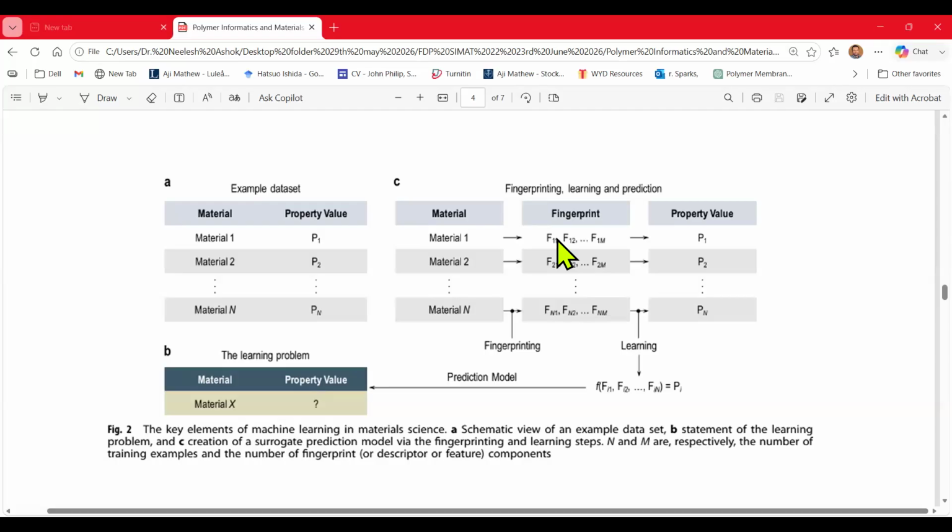So F11 itself is a very big matrix. F12 itself is a very big matrix. So we can see that F11, F12, etc., F1n is equal to p. That means a prediction model of a function having all these fingerprints accumulated or concatenated is equal to p. p is nothing but the concatenated value of all these properties. This is very important. This concatenation of the feature vector is in the form of a row vector.